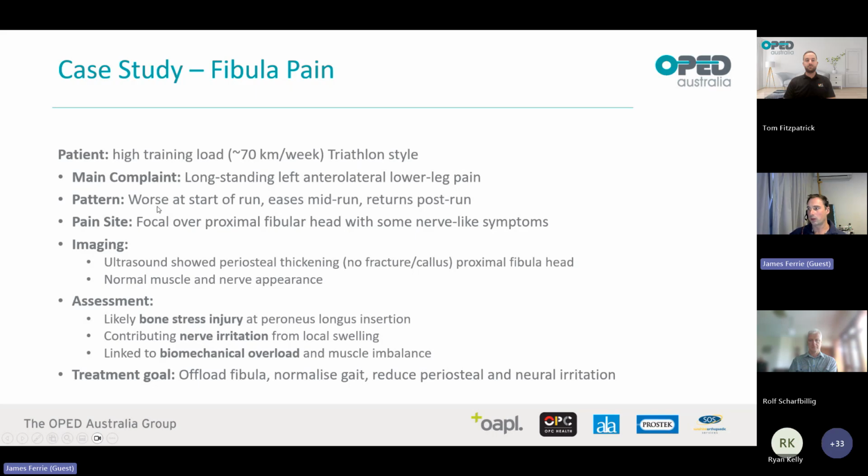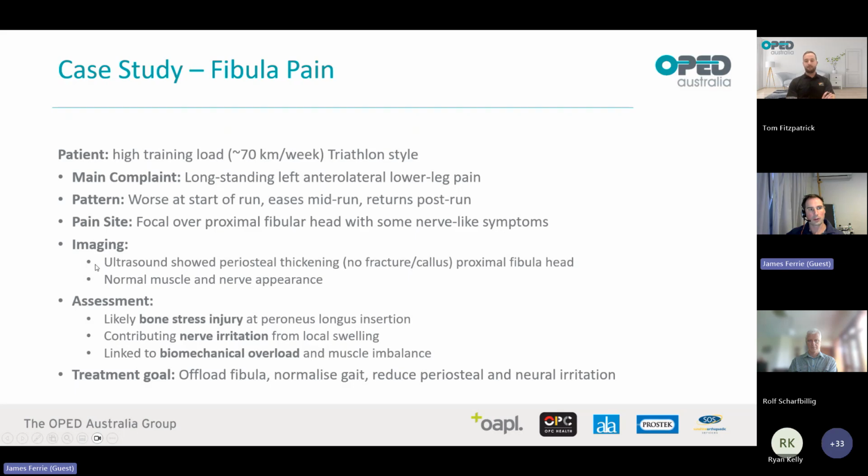So he's had chiropractic treatment, he's had physio, he's had strengthening, he's had dry needling, he's had a whole bunch of things. So he came and saw me quite frustrated with the fact that every time he gets to about this 70 kilometer per week, this symptom would reoccur. And effectively the pain is sort of focal pain over the proximal fibular head, with some nerve symptoms that will tend to radiate down that anterior lateral leg.